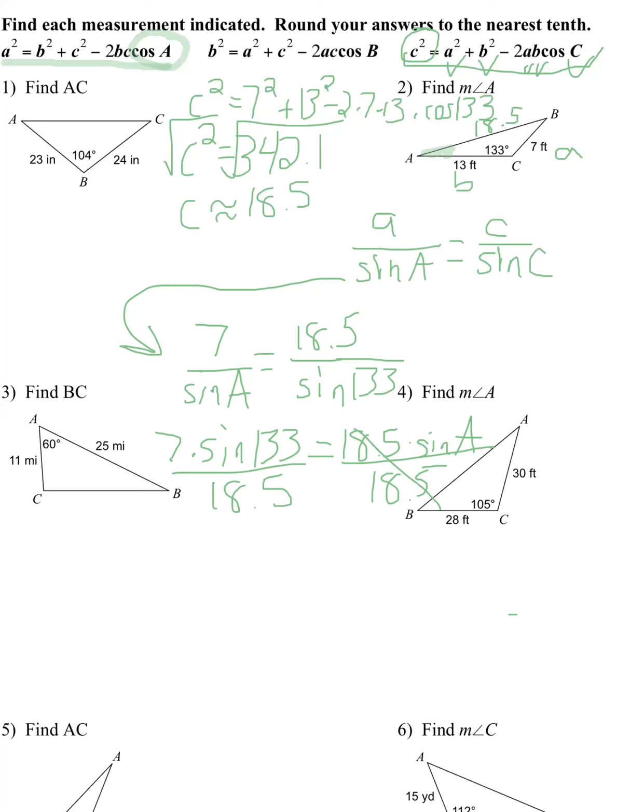Okay, and now remember, this is a job for your calculator. You don't know the angle, so what do you have to hit? You have to hit second. So second sine, and then I'll go ahead and do 7 times sine of 133, and then divide that by 18.5. Okay, I get 16 degrees. So A is approximately 16 degrees.